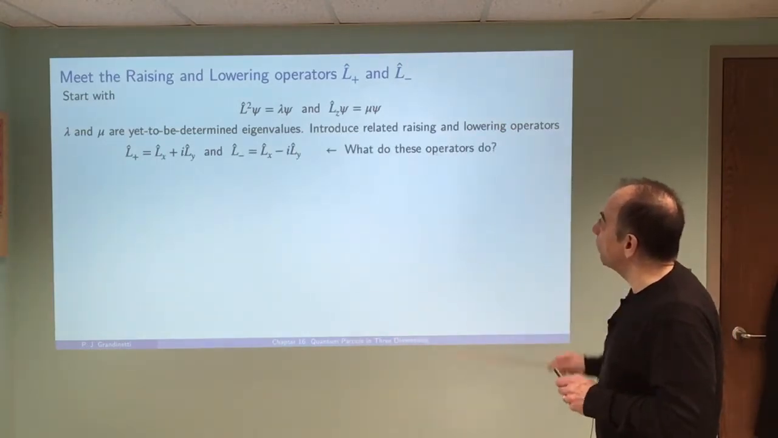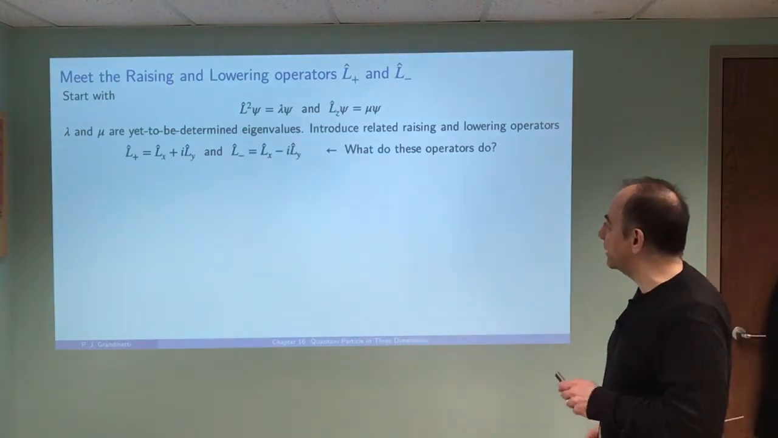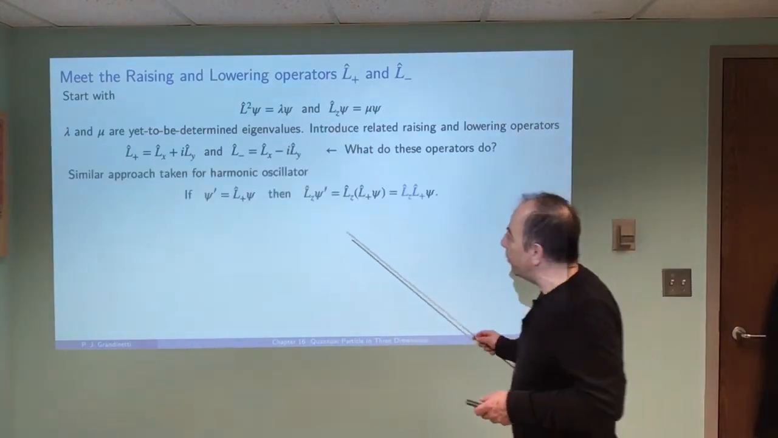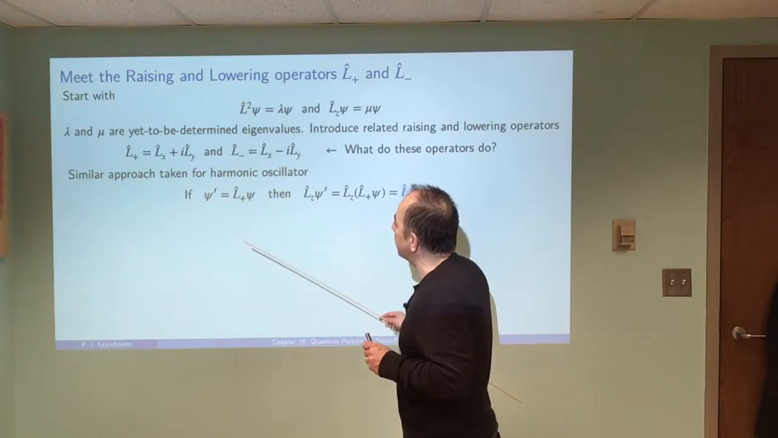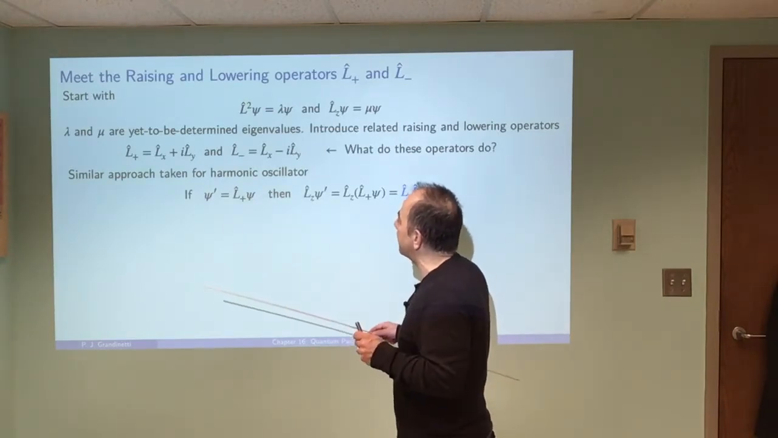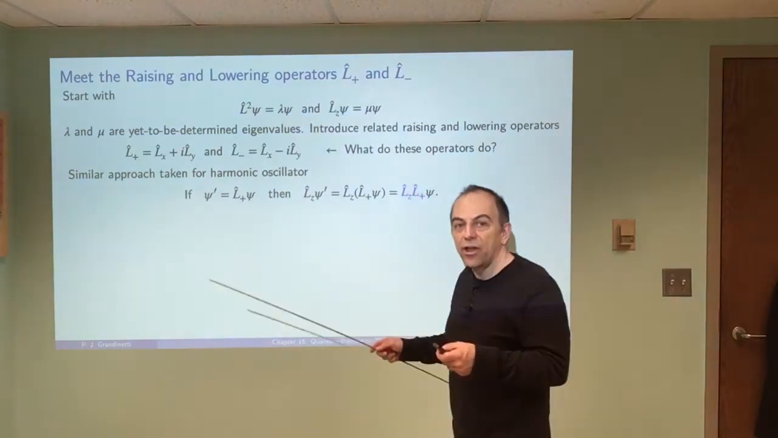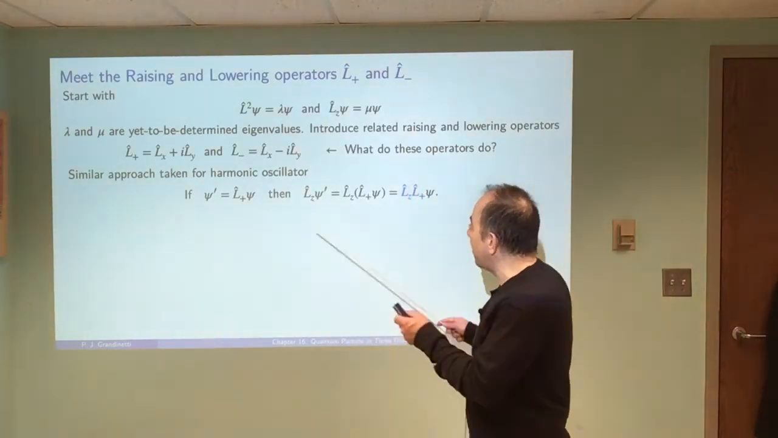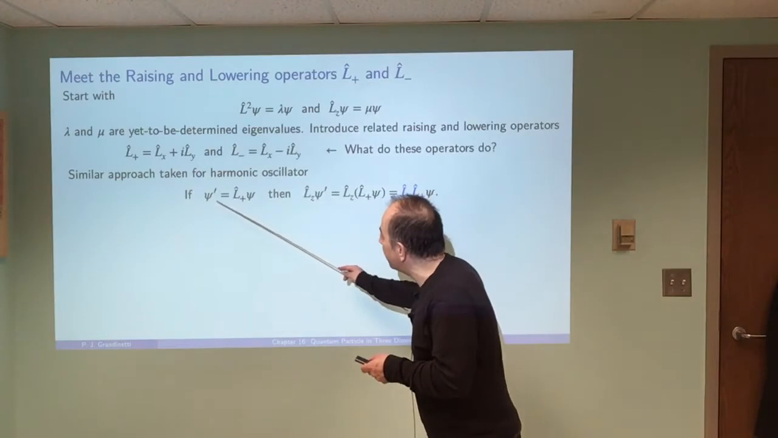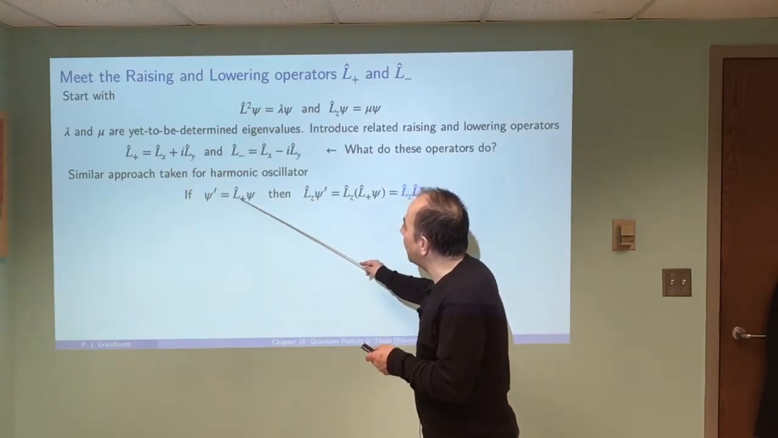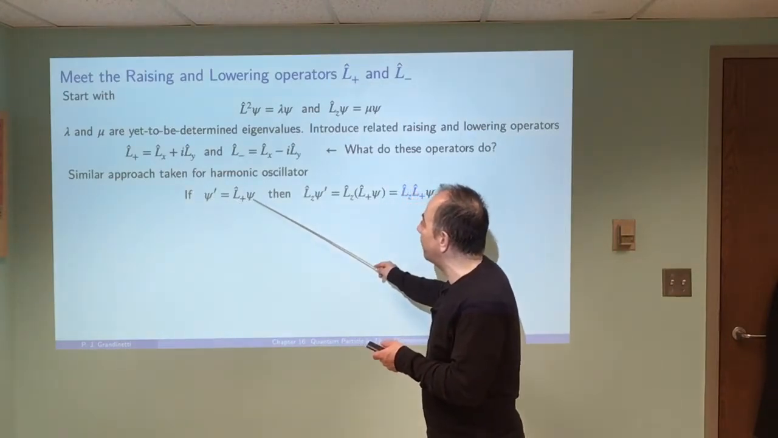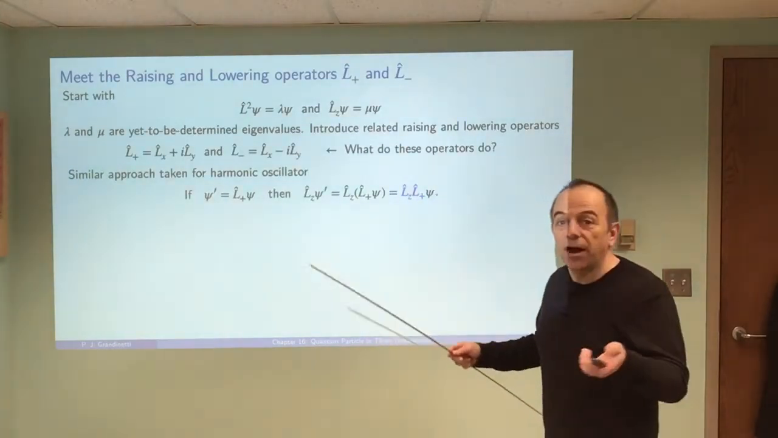So first we need to figure out what those operators actually do. If you go back to look at the derivation we did with the harmonic oscillator with the raising and lowering operators, or the creation and annihilation operators, you'll see a very similar derivation here. Imagine you take the L plus operator and operate on some wave function, you're going to get back some other wave function.